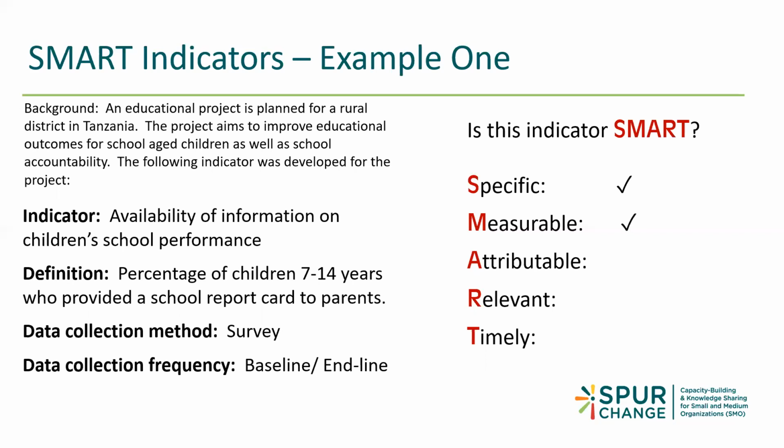It is measurable because the program intends to survey parents and ask them if they received a report card from their child. Since the project is working to improve school accountability, it is reasonable to think that the data from the survey could be attributable to the project. The indicator is relevant because measuring the proportion of children who provided a report card to their parents is a reasonable measure for school accountability. Finally, the indicator is timely because it indicates the data will be collected at baseline and again at the endline of the study. This indicator is SMART.